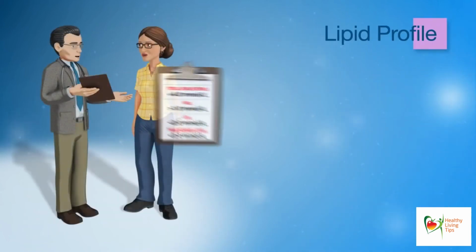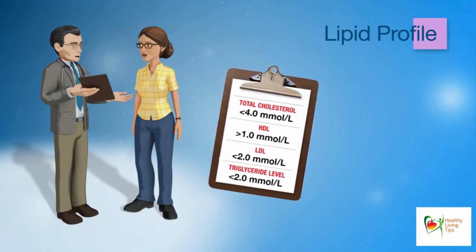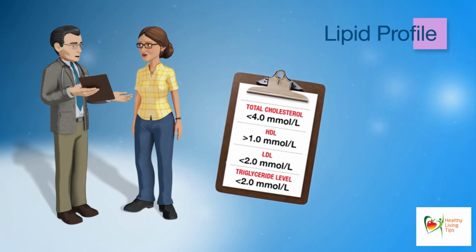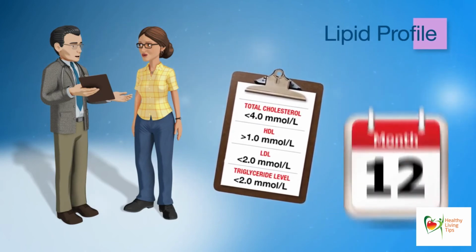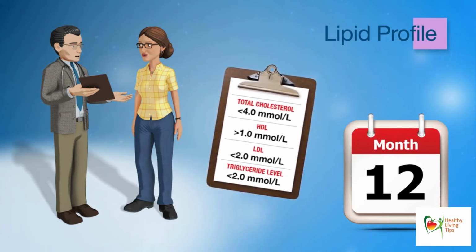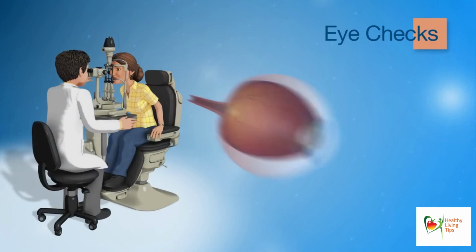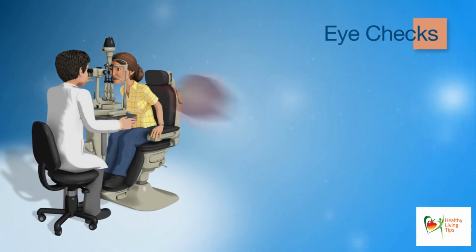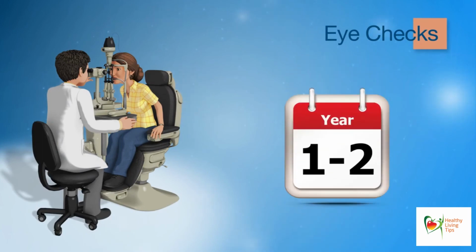A lipid profile is a group of blood tests that measure your total cholesterol, HDL cholesterol, non-HDL cholesterol, LDL cholesterol, and triglyceride levels. Lipid profiles should be done once a year or more frequently if advised by your doctor. An optometrist or eye specialist called an ophthalmologist can check the blood vessels at the back of the eye to detect any small blood vessel damage. This exam will involve either retinal photography or a dilated eye exam. It is recommended that you have this eye exam every 1 to 2 years or as advised.